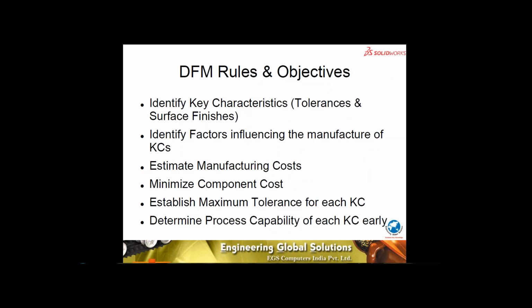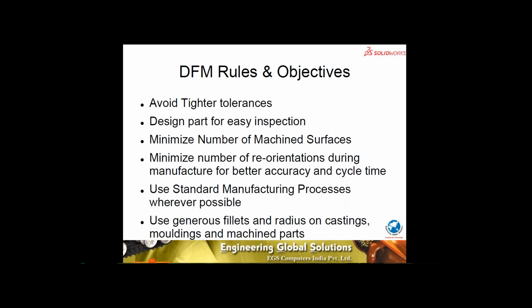Now, the DFM rules and objectives start with identification of the key characteristics, that is the tolerances and the surface finishes that we put on the drawings, identification of the factors influencing the manufacture of the KCs, the key characteristics, estimation of the manufacturing costs, minimization of the component cost, establishment of the maximum tolerance for each key characteristic. Remember, we are looking at maximizing the tolerance. Otherwise, we would be running at cross purposes with the cost objectives, and subsequently determine the process capability for each key characteristic early in the design process.